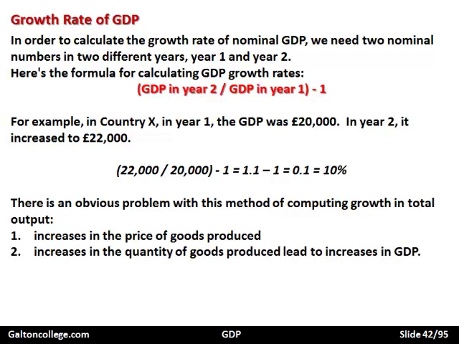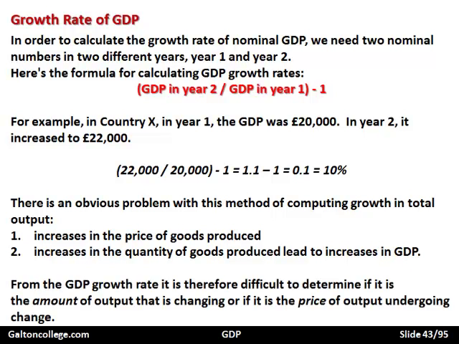Increases in the quantity of goods produced lead to changes in GDP. But prices could also make it look like GDP has increased, when in fact only the price level may have increased. From the GDP growth rate, it's therefore difficult to determine if it is the amount of output that is changing, or if it's the price of the output undergoing change.